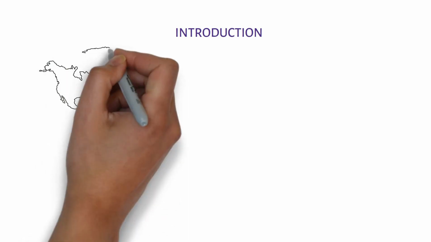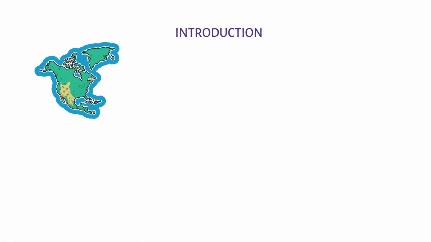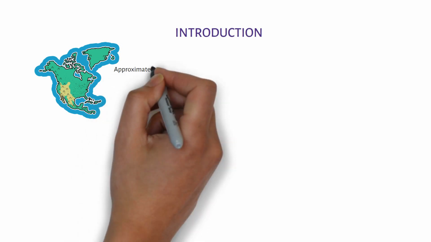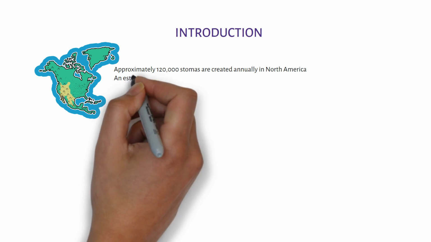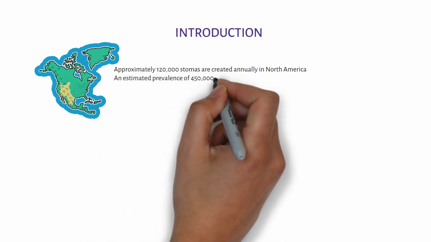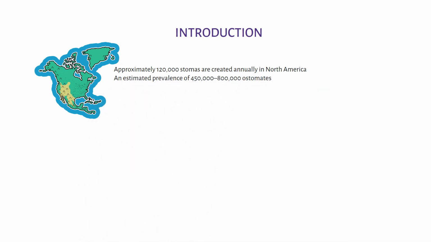Intestinal stomas are used as temporary or permanent means of fecal diversion in the management of various gastrointestinal, neurological, and genitourinary conditions. It is estimated that 120,000 stomas are created annually in North America, with an estimated prevalence of ostomized patients ranging from 450 to 800,000.